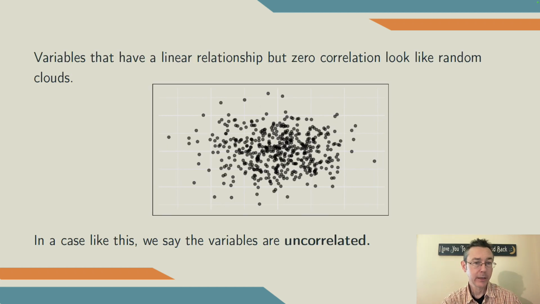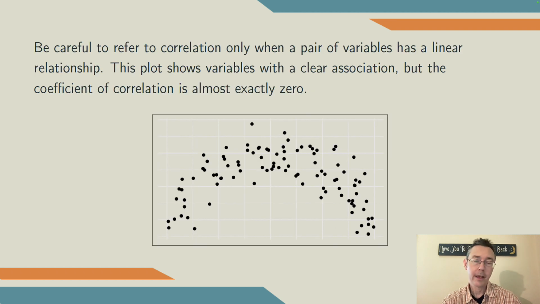Variables that have no linear relationship and 0 correlation look like random clouds, like this one. And in situations like that, we say the variables are uncorrelated. On the other hand, variables that do not have a linear relationship can have a coefficient of correlation equal to 0, even if they don't just look like random clouds. Here, for instance, if we were to compute that coefficient of correlation, we'd get a value very close to 0. But on the other hand, these variables are obviously associated with one another, in the sense that if you tell me the x value, I can make a pretty good guess about the y value.